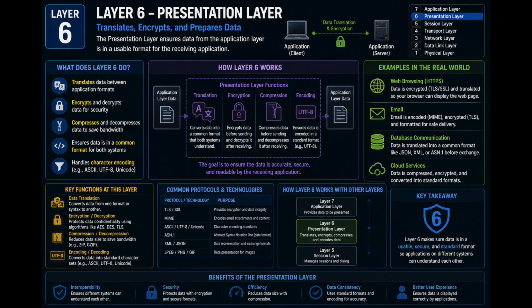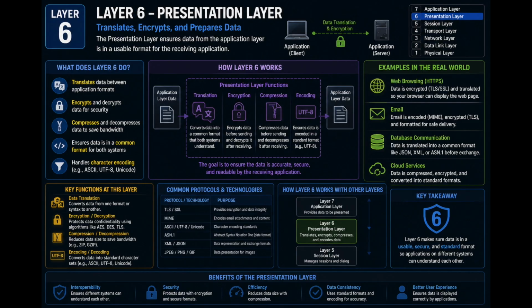In operation, data received from the application layer is processed through functions like translation, encryption, compression, and encoding before being sent onward, then reversed on the receiving side. Real-world examples include secure web browsing with HTTPS, where TLS/SSL encrypts traffic.